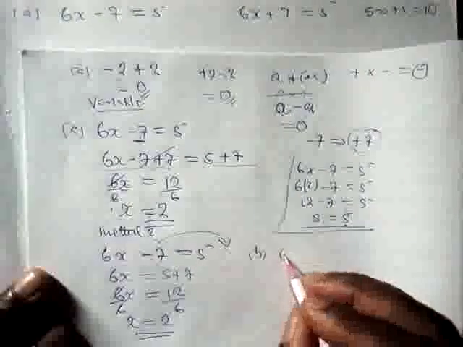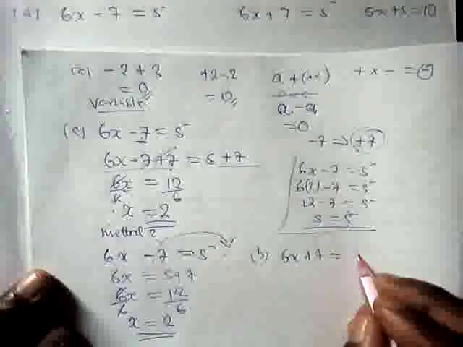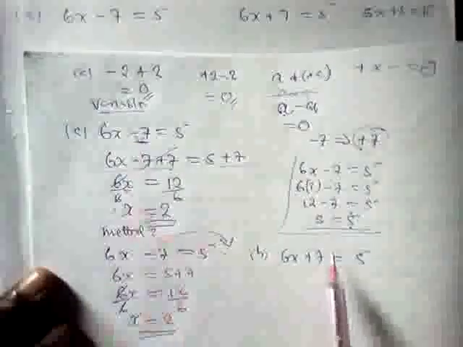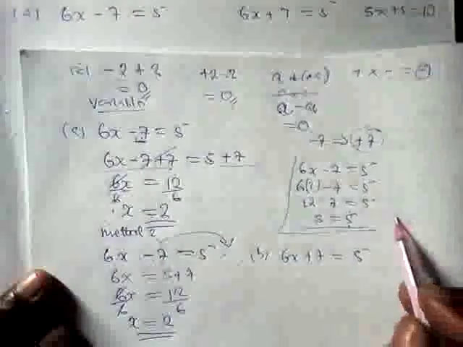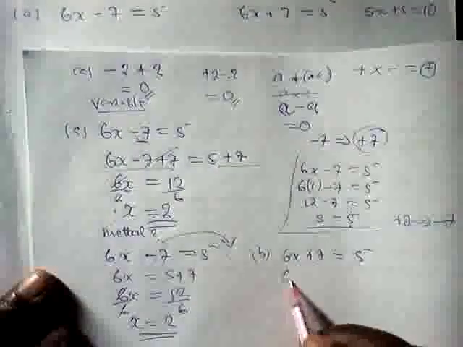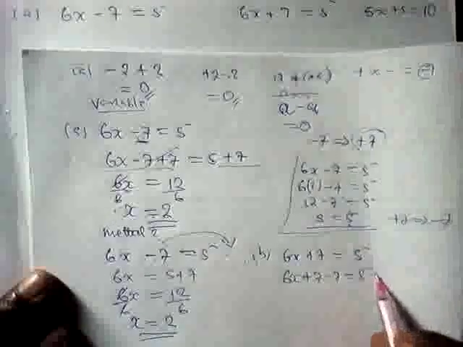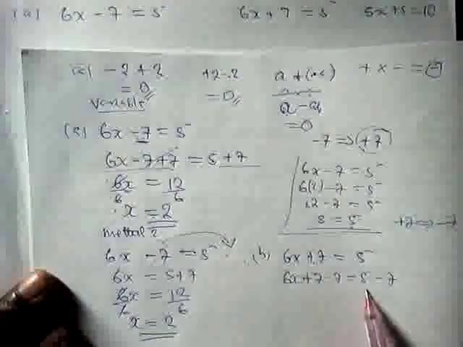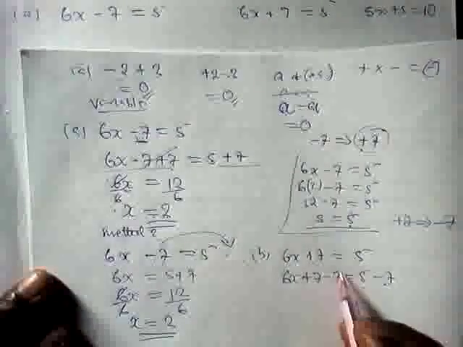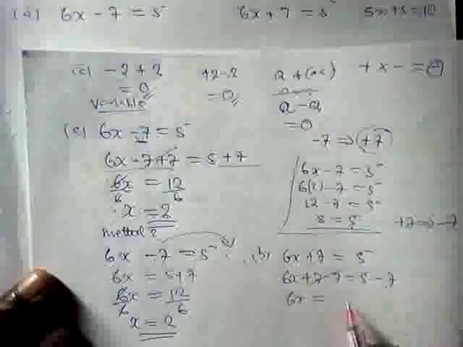So B, 6x plus 7 is equal to 5. Now remember, here we had negative, here we have positive. So what's the opposite of positive 7? The opposite is negative 7. So what do we do? 6x plus 7 minus 7 is equal to 5 minus 7. So I've brought 7 here. In this case, this is 0. So 6x is equal to 5 minus 7.